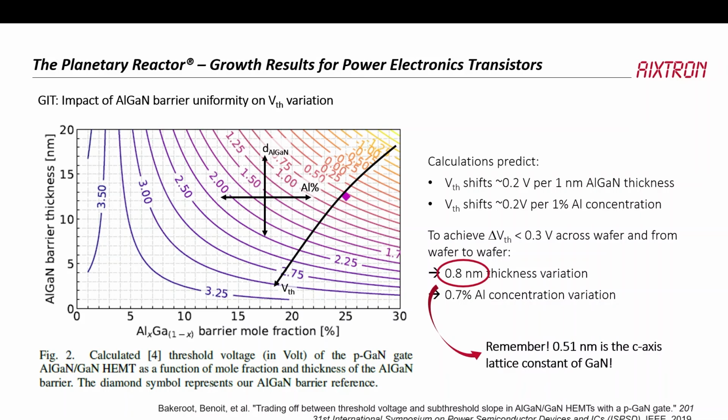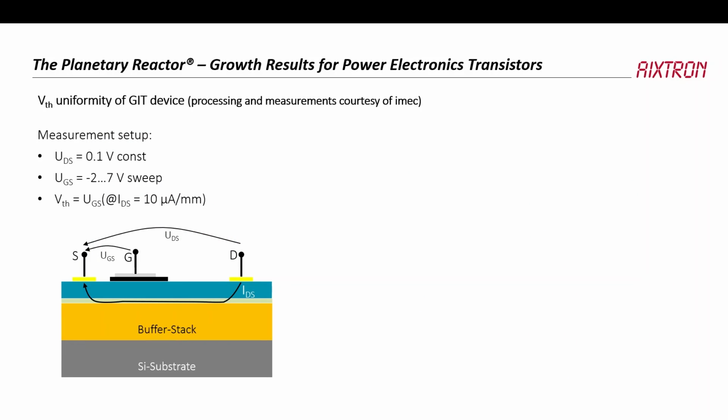And remember, this is again my favorite 1 unit cell in gallium nitride. And what we've done is we've actually measured the threshold voltage of such transistors, again, from the collaboration with IMEC, using this buffer stack and the transistor structure on top. UDS was kept constant at 0.1 volt, and UGS was set between -2 and 7 volts. The threshold voltage was defined as the voltage where the IDS becomes 10 microamps per millimeter. So that was our definition.